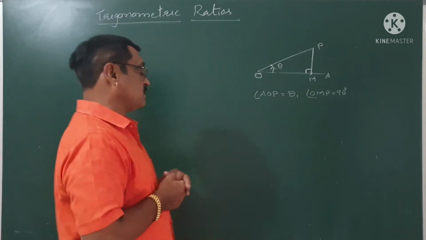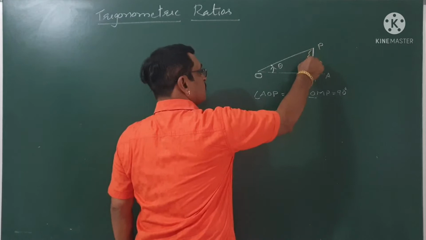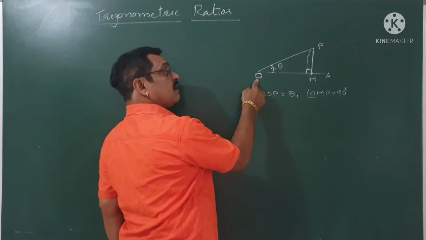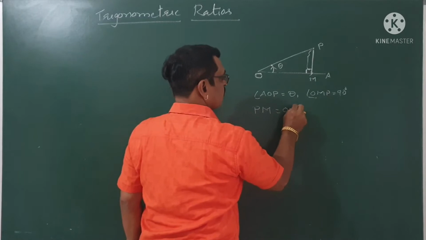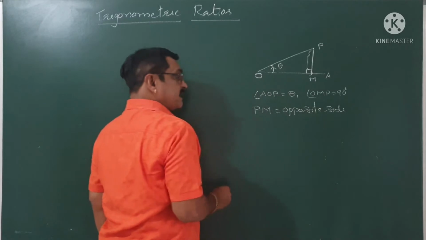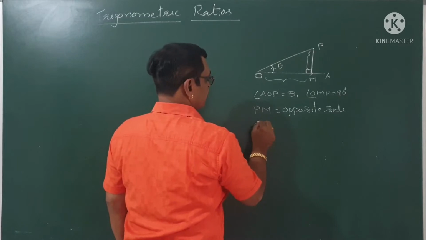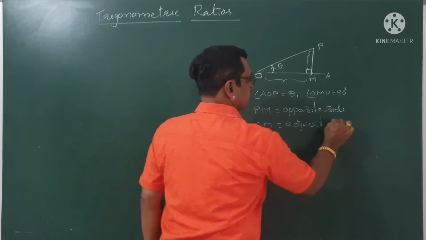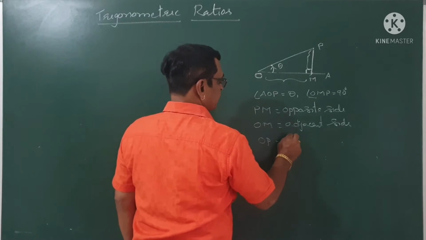What is the meaning of that? Now the side PM, we say that it is opposite to angle theta. Therefore, this PM is called the opposite side. Whereas this OM is adjacent to theta. So this OM is the adjacent side. And you know very well this OP is the hypotenuse.